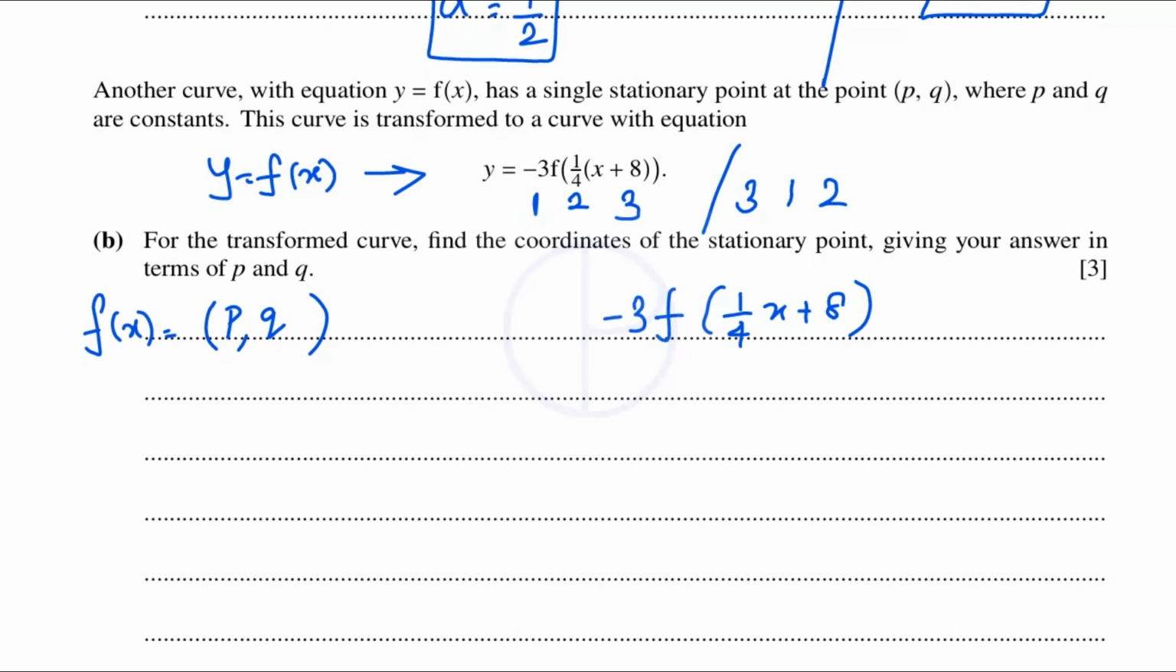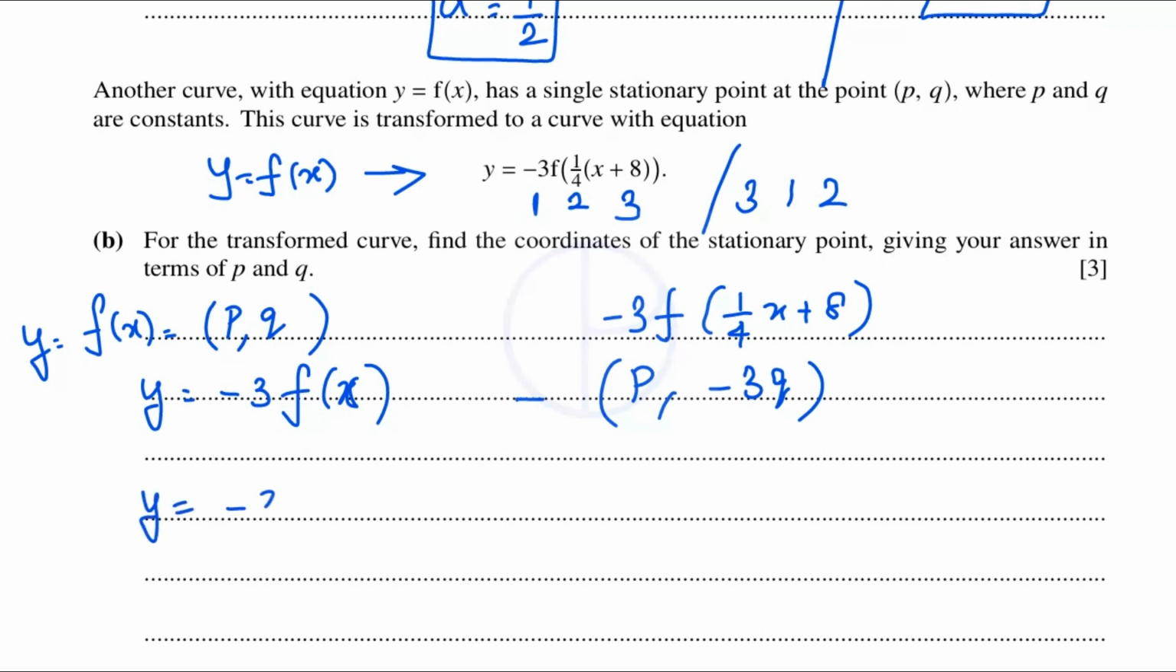So f of x will become minus 3 multiplied by f of x. Okay. So p comma q will become p comma negative 3q. Because when you apply the stretching along the y direction, only the y value changes, x value will not change.